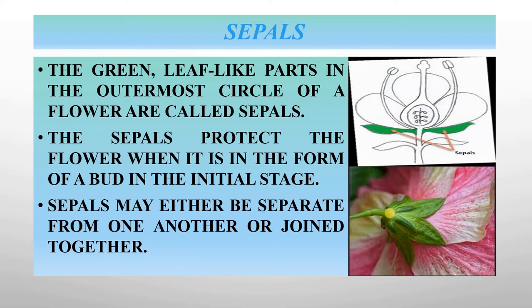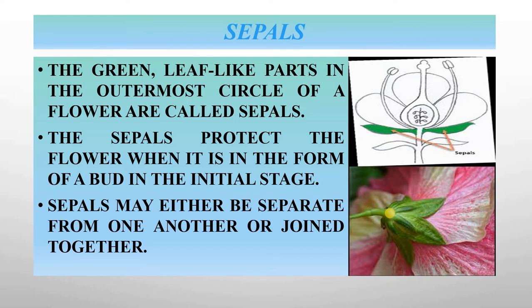Okay. So what is sepal? The green leaf-like parts in the outermost circle of a flower are called what? Are called sepals. Okay. The other name of sepal is what? It is calyx. So all the sepals taken together are called calyx. Okay. What is the function of this sepal?